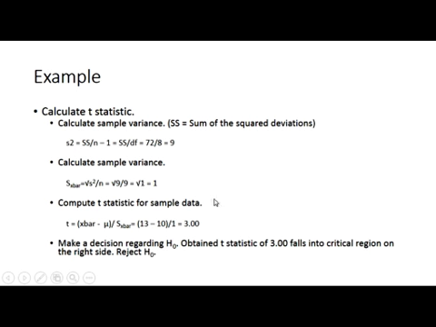Compute the t-test for the sample data. So now we're going to use x bar minus the population mean divided by the standard deviation. So 13 is our mean for the sample that we collected. 10 is the population, or the hypothesis that our population is, and we're going to get a 3. So this is our t-stat, it's a 3.